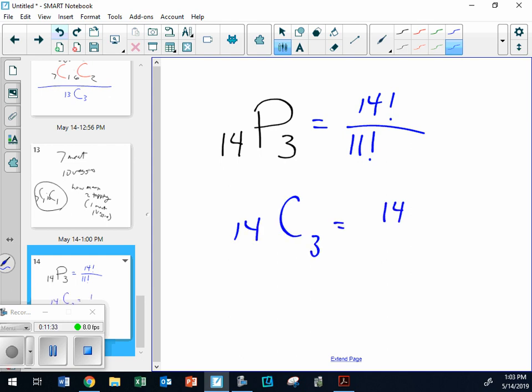That would have been 14 factorial over 11 factorial with an extra C. There's one of these. It's a C problem, so you need an extra one of those. And that makes these answers smaller because you're dividing by more. And shouldn't P's be big answers?